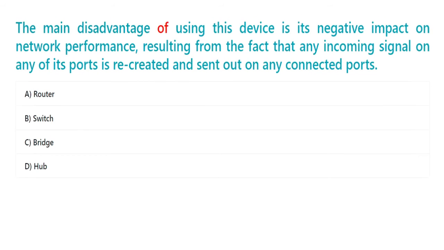The main disadvantage of using this device is its negative impact on network performance, resulting from the fact that any incoming signal on any of its ports is recreated and sent out on any connected ports. A. Router. B. Switch. C. Bridge. D. Hub.